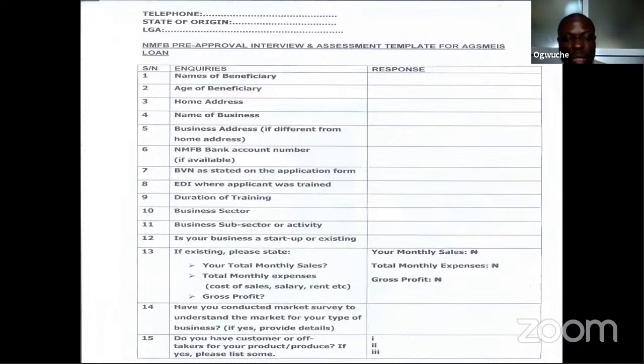Have you conducted a market survey to understand the market for the type of business? When you did your feasibility studies yesterday, that issue definitely came up: how to conduct a market survey and the things you need to look at, whether that business will be viable, because that's what anybody who wants to go into business will ask. Will the business be viable? Will I have the market? Will it be sustainable? So have you conducted the market survey? Have you done your feasibility studies? If you have done so, you indicate so.